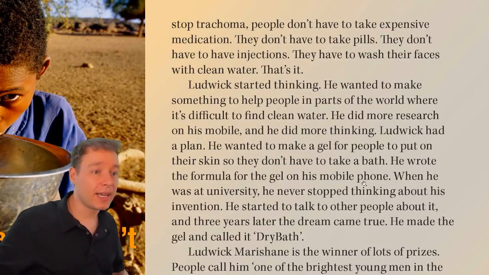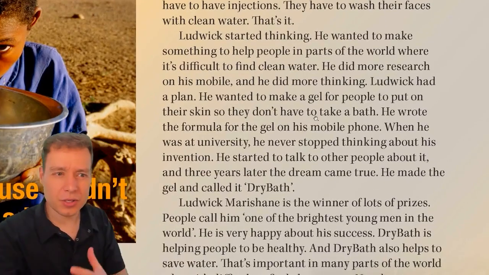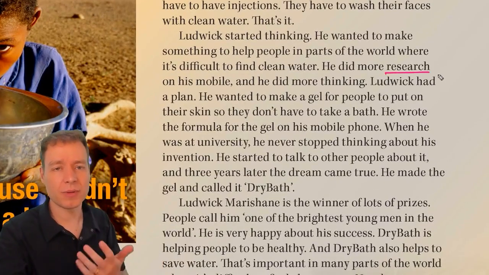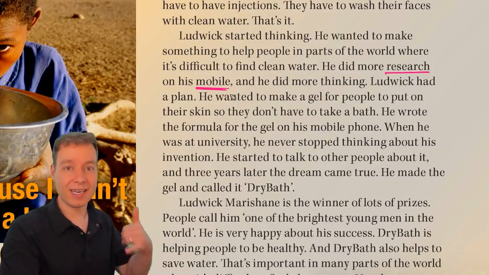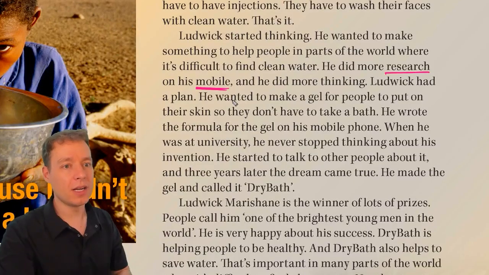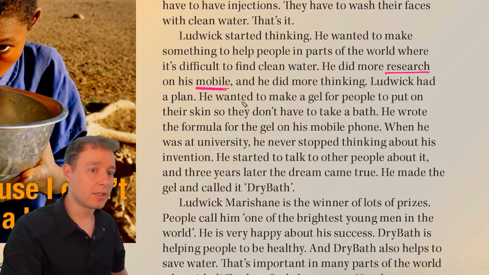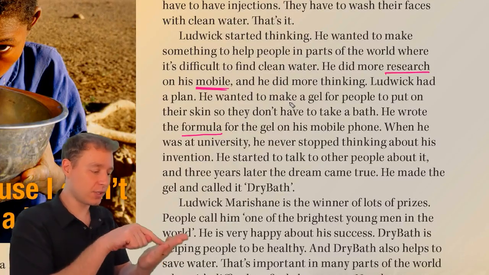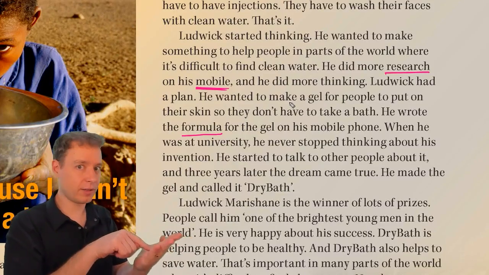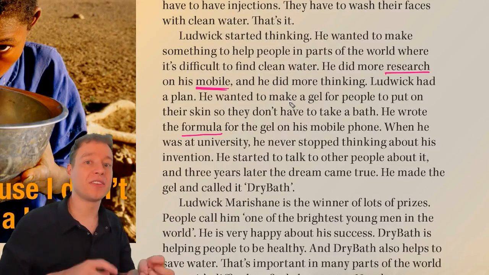Ludwig wanted to make something to help, and so what did he use to do some research? 他用了什么来研究呢? His mobile. Mobile means mobile phone. Mobile 的意思是移动。移动手机是 mobile phone. Mobile phone is what a lot of people call a 手机。He wrote the formula for the gel. A formula is like a recipe. Like, in the gel, we need water, soap, chocolate. I don't know what's in a gel, but the formula for the gel is what's in it.